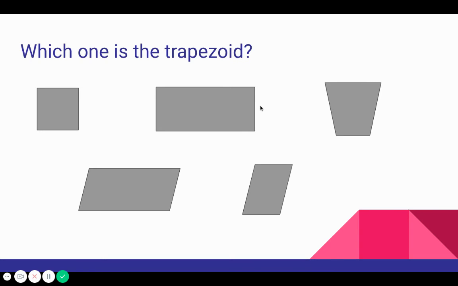All right. Now, which one is the trapezoid? You can go back if you need to. I'll give you a few seconds to think about it. Point to your screen. Which one is the trapezoid? Very nice. It's this one. It's the one that has 4 sides and it has 1 pair of parallel sides.